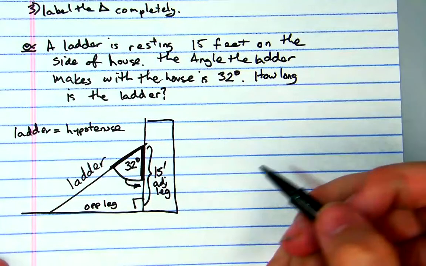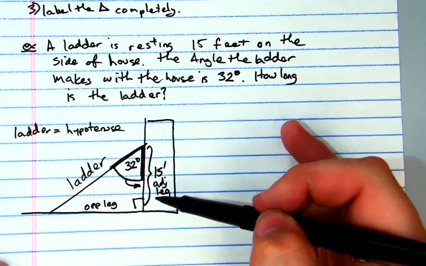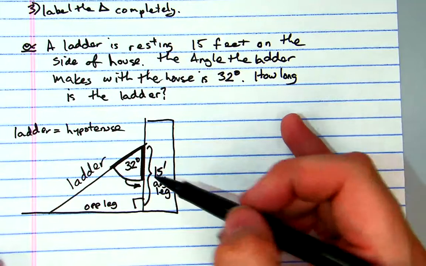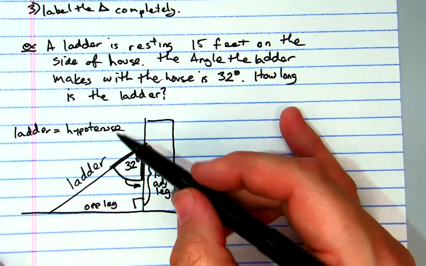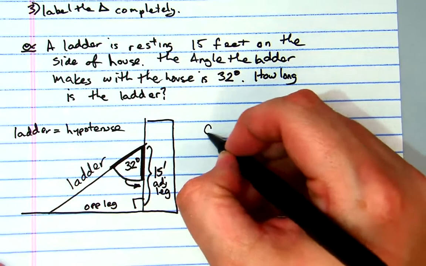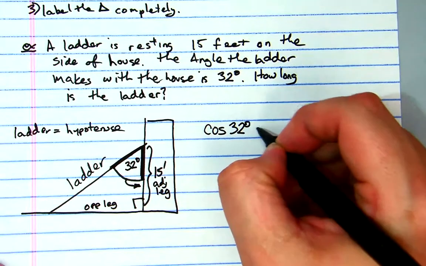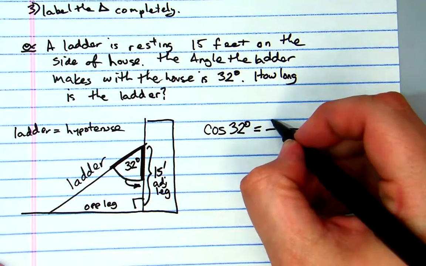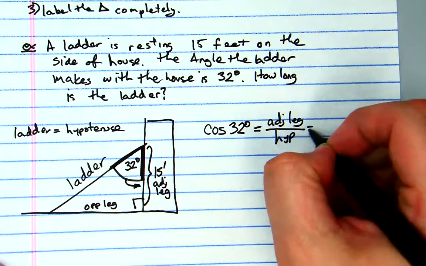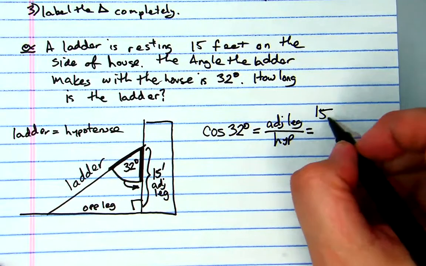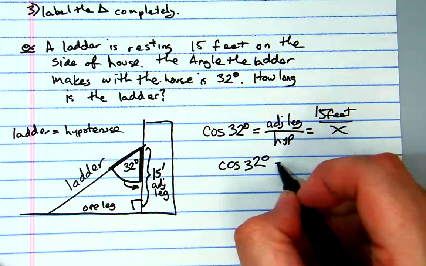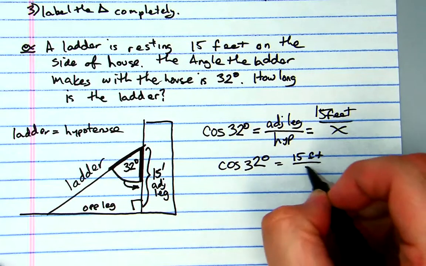So we have to ask ourselves, alright, I need the hypotenuse. I know the adjacent leg. Which trig value is going to give me the ratio of the adjacent leg to the hypotenuse? And that is going to be the cosine. So I know that the cosine of the angle, 32 degrees, has to be equal to the adjacent leg over the hypotenuse, which is equal to 15 feet over x. So I have cosine of 32 degrees is equal to 15 feet over x.